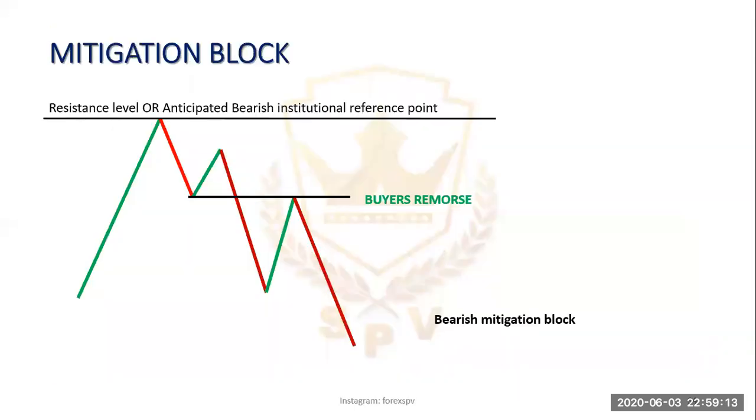And we have the mitigation block. The mitigation block usually occurs when price has reached an area of resistance, has formed the initial high, and we have a bearish trend there. It forms a swing low here. We have a bullish move. It did not come to take out the initial high that has been formed, or it has not formed equal highs, and then the market eventually reverses.